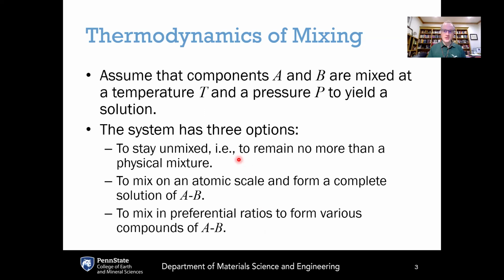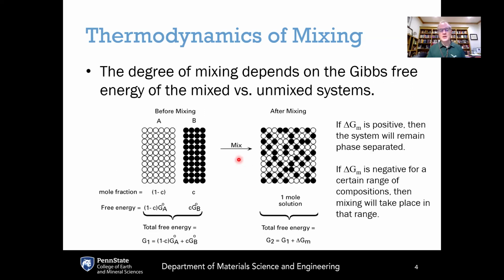So what is it about the thermodynamics that governs which of these three options will take place? The degree of mixing depends on the Gibbs free energy of the mixed state versus the unmixed state. So if we consider before mixing here on the left, let's suppose that you've got some bottle of A here on the left and some bottle of B. And then what we're going to do is take that bottle of A and that bottle of B, and we're going to pour them together into the same vessel. And so what happens to the Gibbs free energy of the system as a result of that mixing?